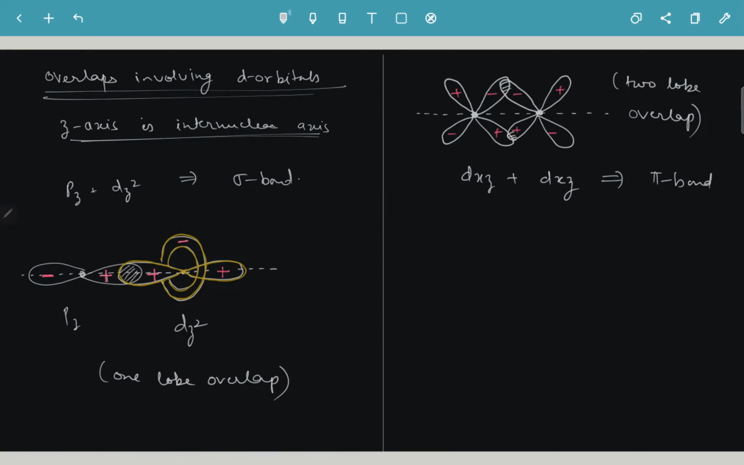We were talking about overlaps involving d orbitals. एक pz dz square का देखा हमने, एक dxz और dxz का देखा. Similarly, dxz and px.